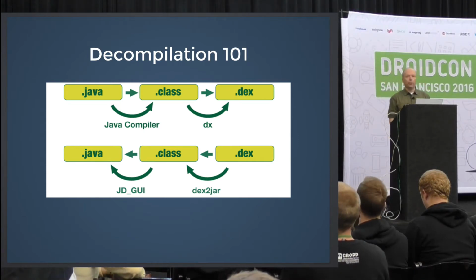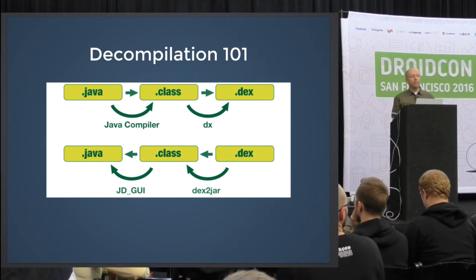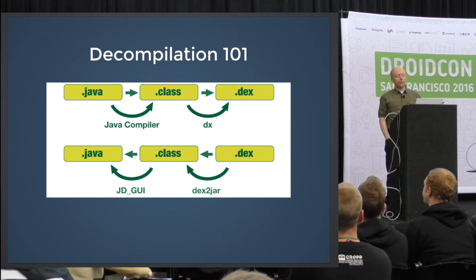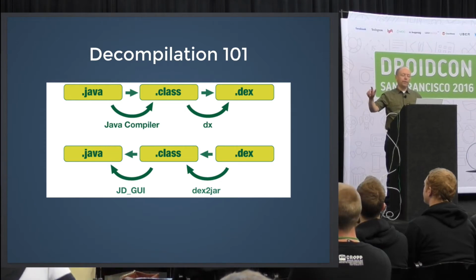So I'll talk a little bit about Decompilation 101. I'm sure many of you guys will know this, but just to make sure we're all on the same level. So the way that Java works, as you compile your Java classes into a .dex file, into an APK, the Java compiler converts it into a classes file, and the DXer converts it to the DX.